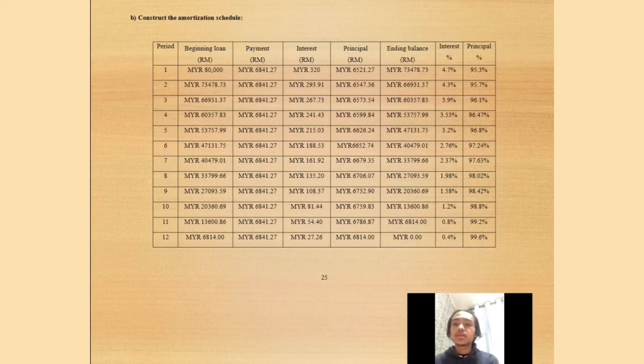It is because the interest percentage depends on the beginning loan, and the beginning loan, as it should be, must be reduced each month because the monthly payment is made constantly. Therefore, for the last month, the beginning loan is 6,840 ringgit. We get the beginning loan for each month from the ending balance of the previous month. And as stated, the ending balance for the last month is 0, as it should be.